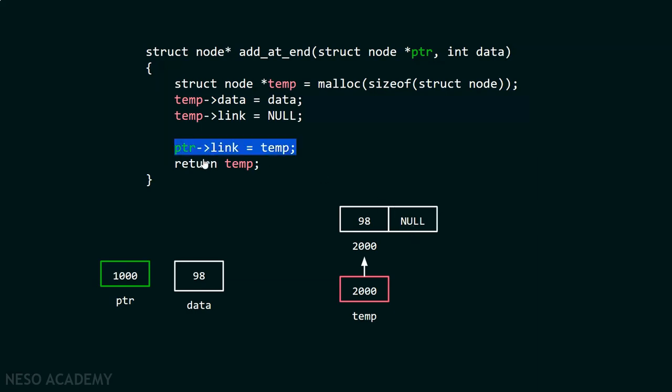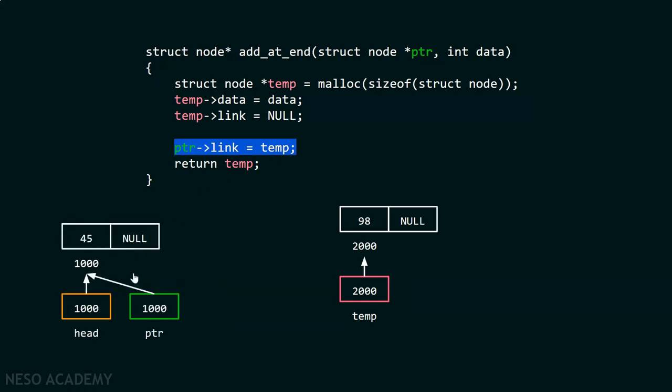After this, we have this step, that is PTR link equal to temp, which means that PTR, which is pointing to the first node of the list, is now updating the link part of this node by the address 2000. That is what we are doing here. PTR link equal to temp. Temp contains this address 2000, so this will get replaced by 2000. Isn't that so? And after this we are returning temp, which means we are returning this address 2000, and you can see over here the return type is struct node star.